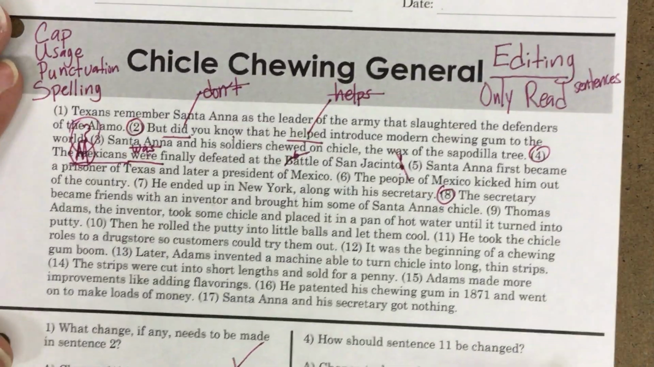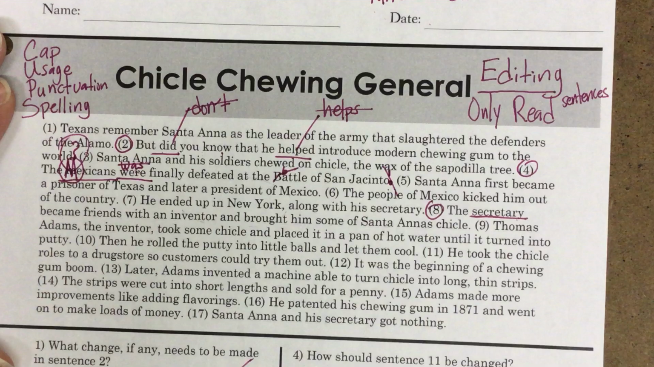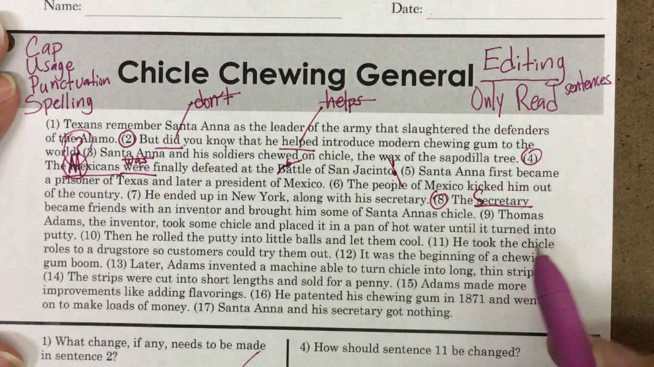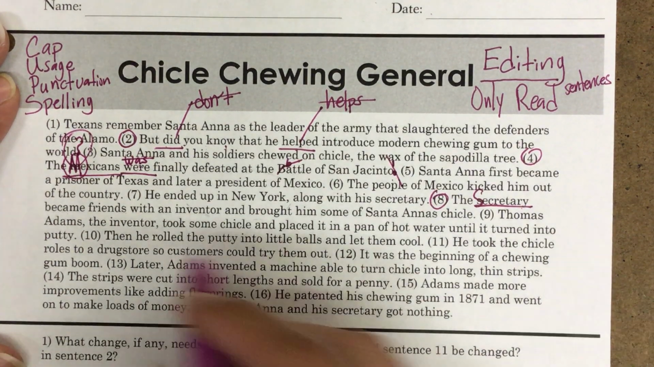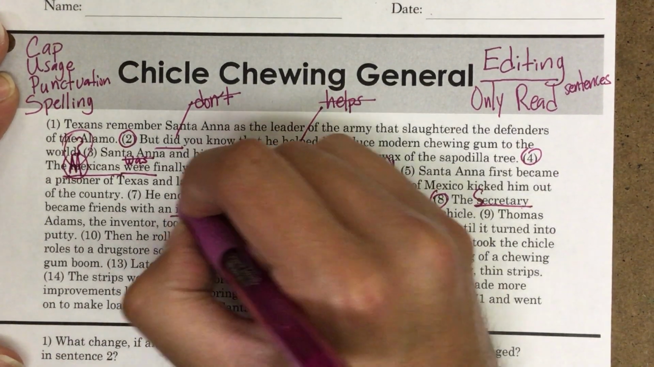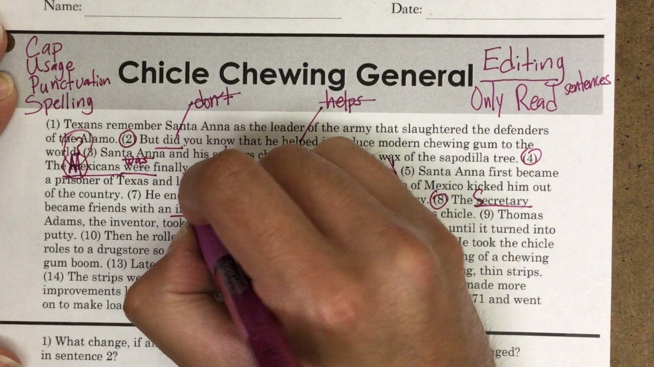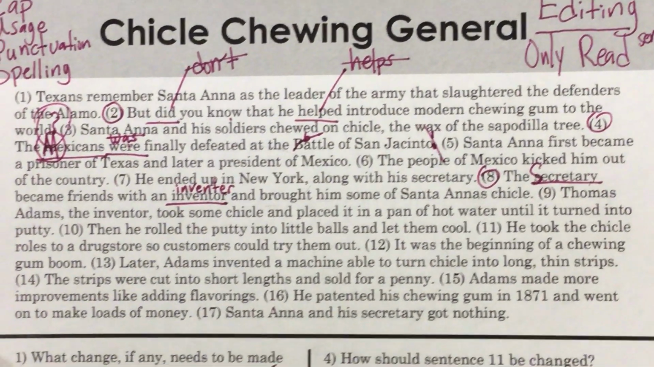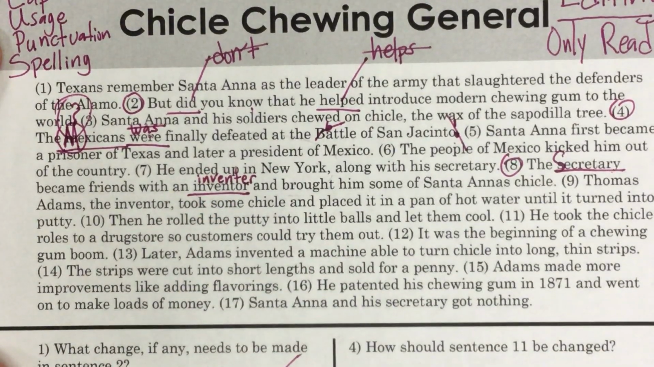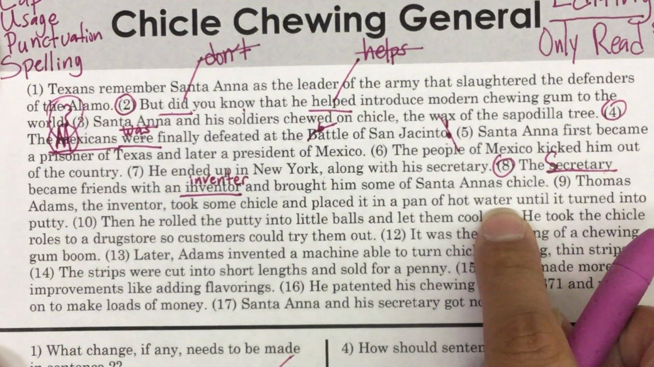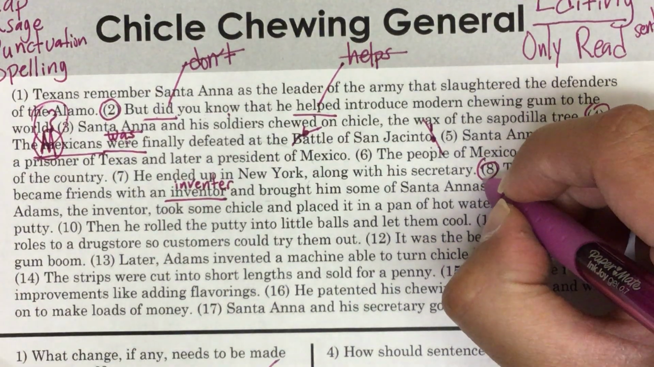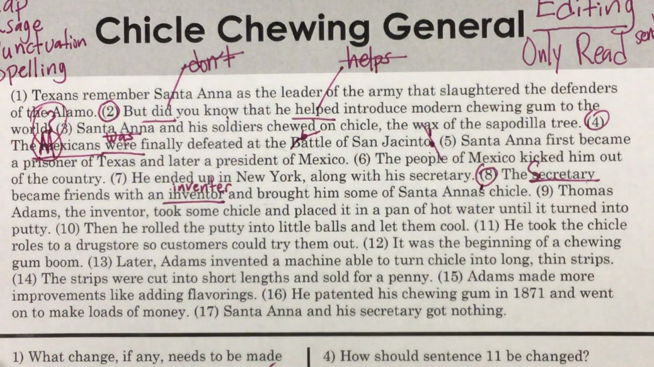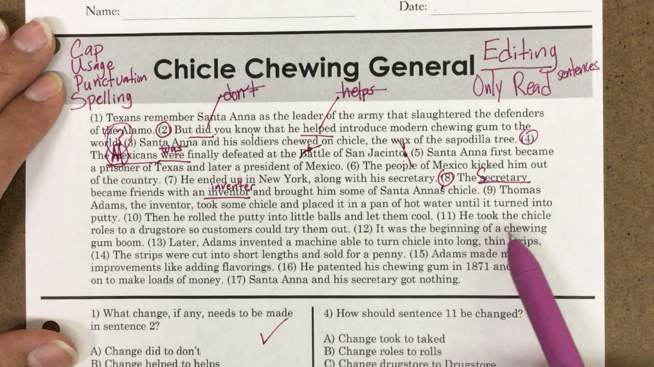Let's add these possible edits. Underline secretary, and I want you to include the possible edit, which is an uppercase S. Then inventor, they want you to check the spelling. We're going to rewrite it, but we're going to write it with an E. Then Santa Anna's, we're going to add the apostrophe between the n and the s. So let's go back and plug them in.